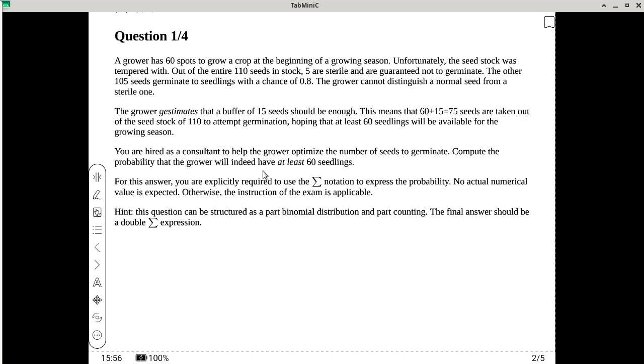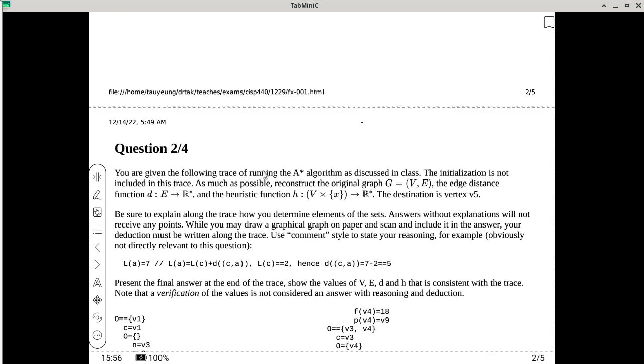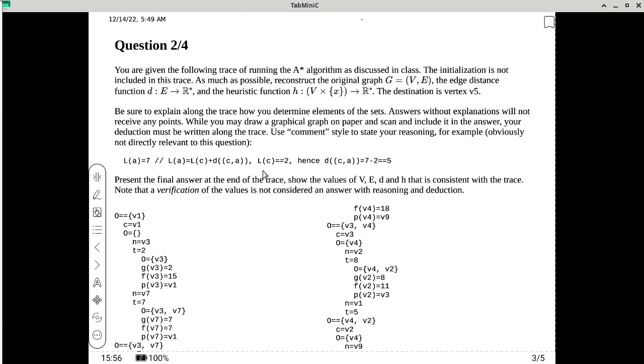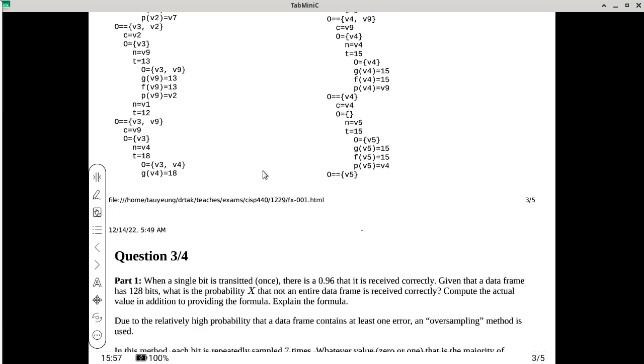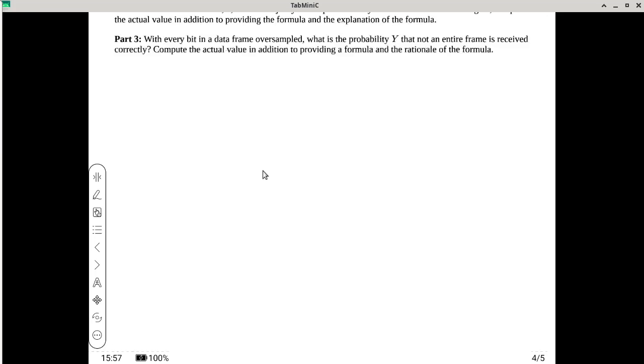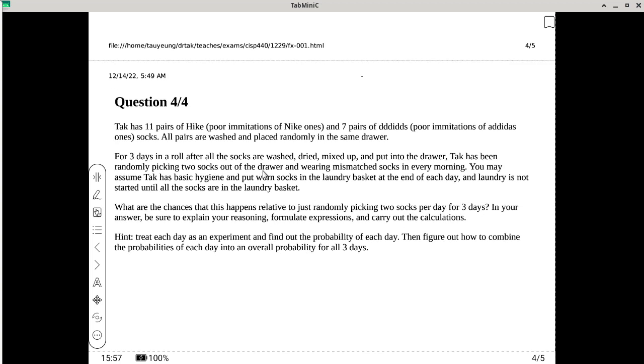Okay, so this is a probability one. Question one is a probability. Question two is, oh, this one is fun. This is A star. Question number three is probability. And then question number four is also probability. So we got three probability ones and then one on A star. Choose wisely.